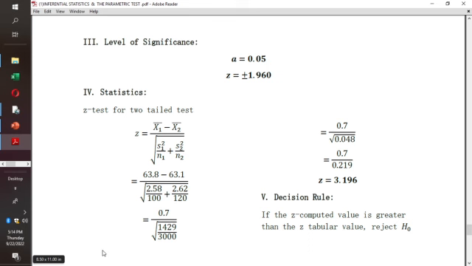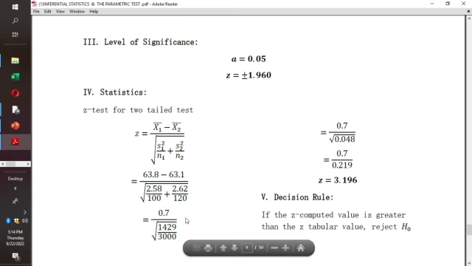To get the z-test value, the formula is mean 1 minus mean 2 all over the square root of s1 squared over n1 plus s2 squared over n2, equal to 63.8 minus 63.1 all over the square root of 2.58 over 100 plus 2.62 over 120, equals 0.7 all over the square root of 1,429 over 3,000, equal to 0.7 all over the square root of 0.048, equal to 0.7 all over 0.219. The z-test value is equal to 3.196.